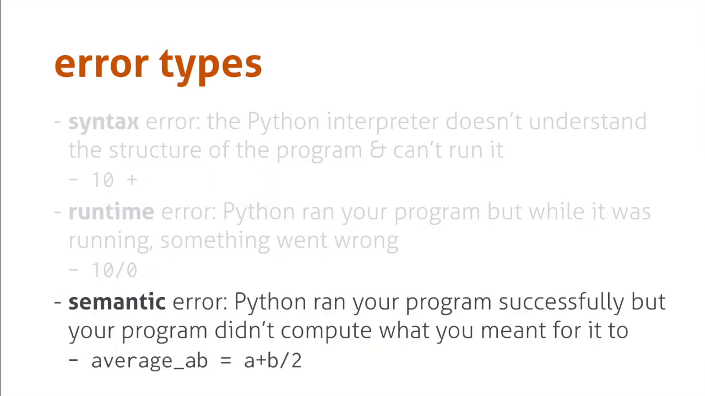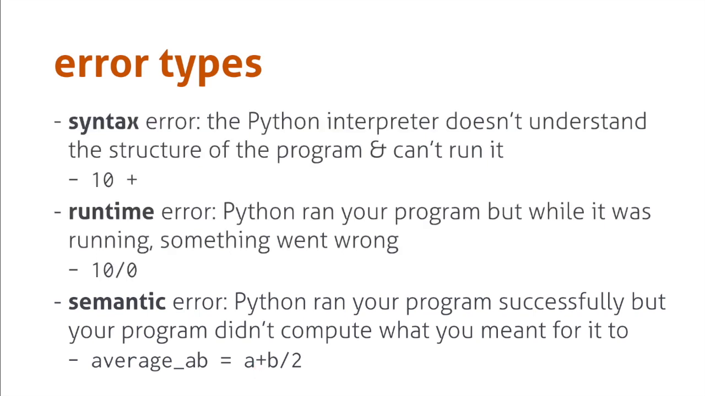The third type of error we'll run into is a semantic error, where Python understood and ran the instructions, but the program didn't compute what we wanted it to. So for example, if average AB is supposed to compute the average of A and B, then this expression runs fine, but it has a semantic error because the order of operations divides B by 2 before adding A, so it's not actually computing the average.